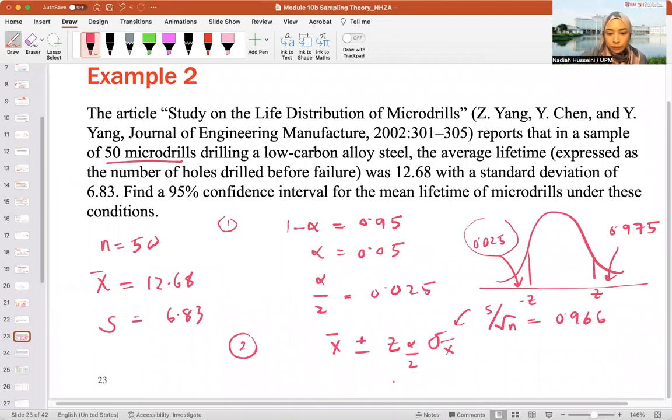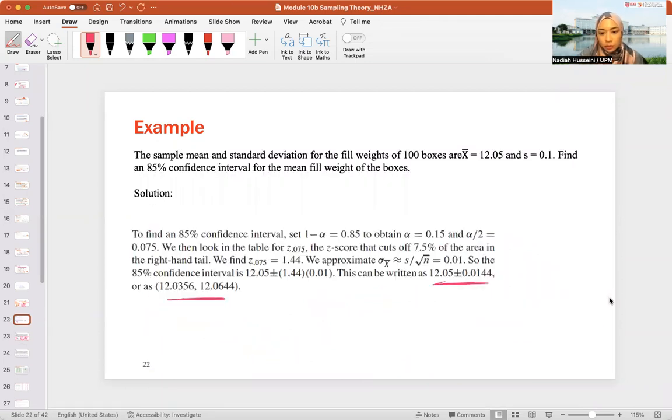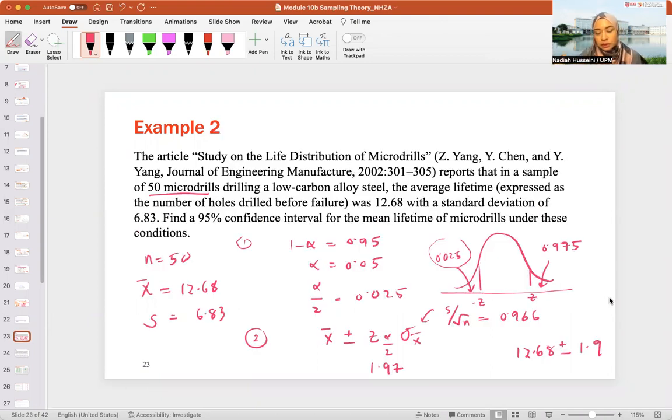So that is 1.97. So your confidence interval is specified by 12.68 plus minus 1.97 times 0.966. So it's 1.9, quite big compared to the previous one, which was 0.0144, a very small range. This one is quite a big range. Okay, so I think that is it.